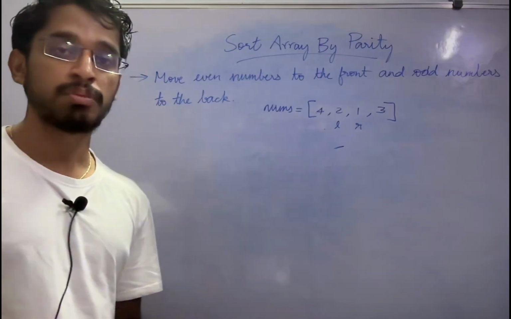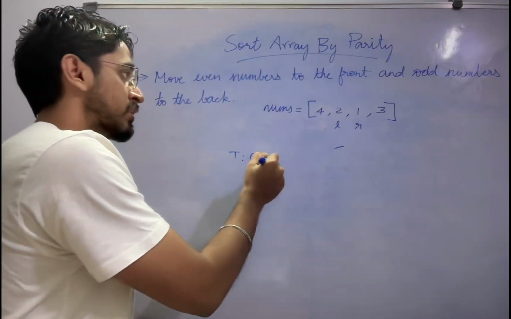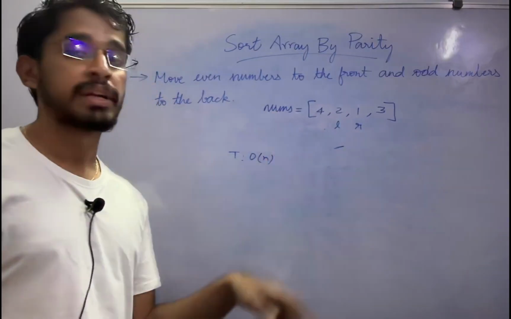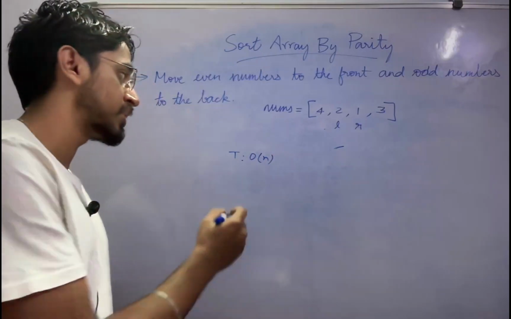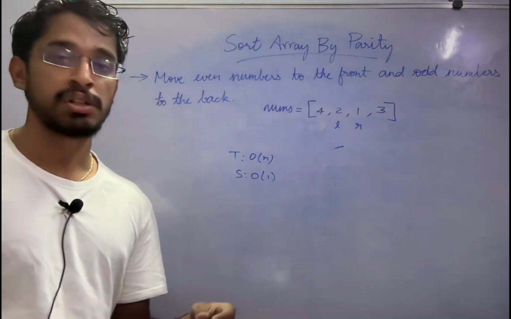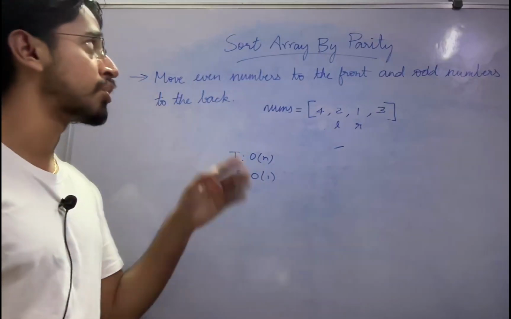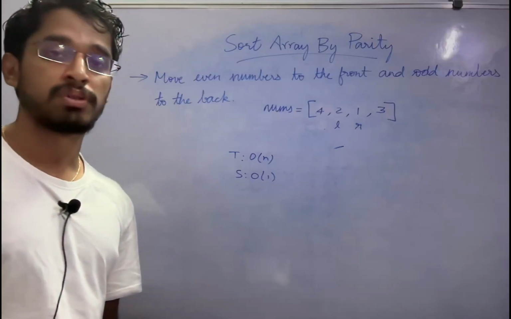And what is the time complexity involved in this operation? That is O of n, since we are looping across the entire array just once, and space complexity is just O of 1, since we are not creating any additional data structure. So this is the problem: how can we solve the sort array by parity? Let us see how we can solve this in code.